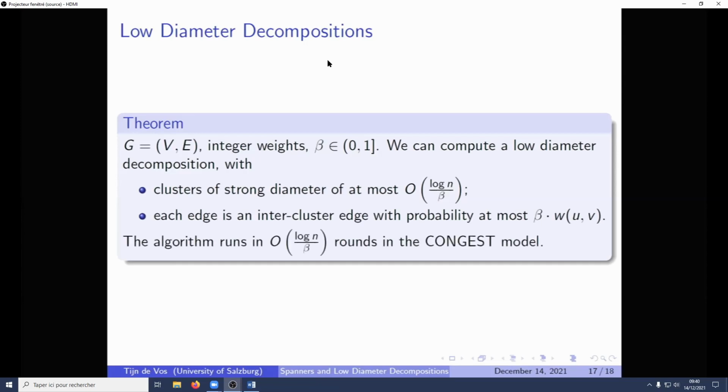And this runs again in the same number of rounds as our radius, which is a factor 2 off from the diameter.